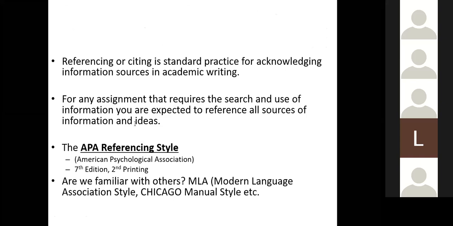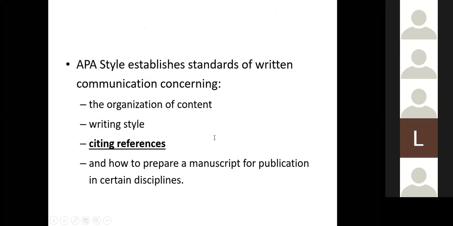Okay. So those are some of the referencing styles that we have. And if you have the referencing manual, it will also help you. So the APA style is one established standard for writing communication concerning the organization of your content, the writing style, the citing of references, and how to prepare a manuscript for publication in certain disciplines.